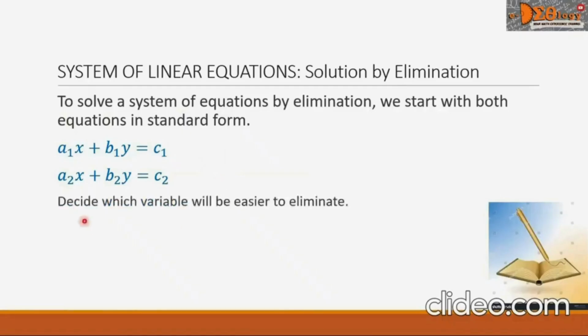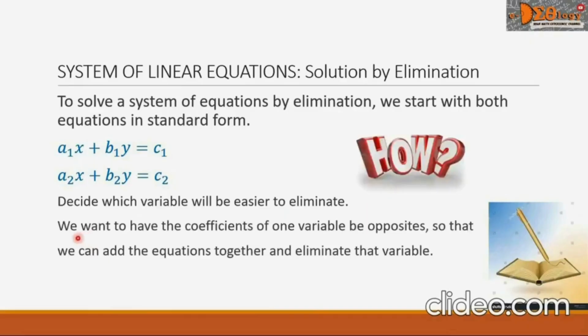Now, we will decide which variable will be easier to eliminate. Once we choose the variable to be eliminated, this is what we're going to do. We want to have the coefficients of one variable, and that is the variable that we chose to eliminate, to be opposites, so that we can add the equations together and eliminate that variable. This process is what we call elimination by addition.